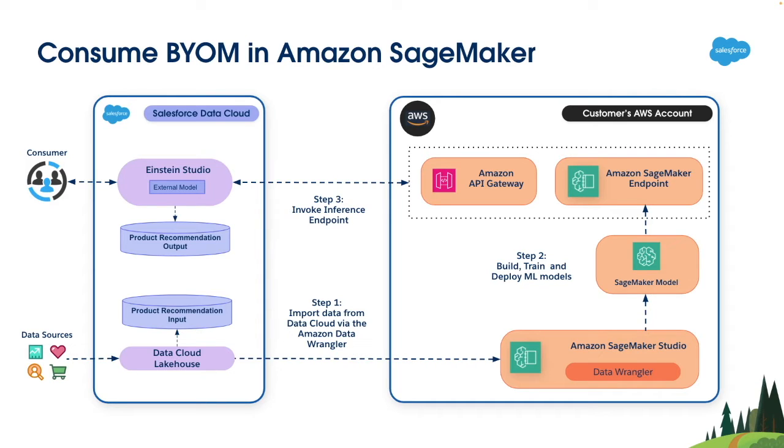Once that model has been deployed, it will be available as an Amazon SageMaker endpoint and exposed externally via an API in the Amazon API gateway. That is all happening here on the right-hand side within a customer's AWS account. Now, once we have that API, we can invoke it. We can invoke that inference endpoint from a variety of clients. What we will demonstrate is how to invoke this inference endpoint from Einstein Studio, which is part of Salesforce Data Cloud. And after we've invoked that endpoint, we then get a product recommendation output, namely a recommendation what product would be suitable for that particular customer.